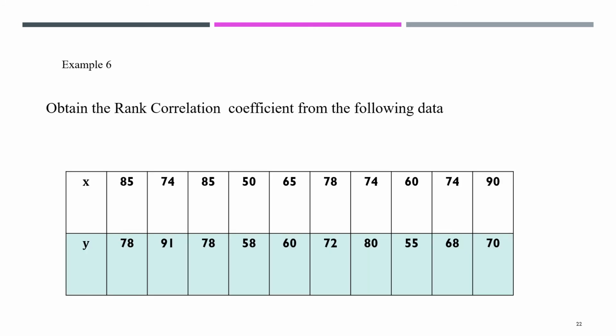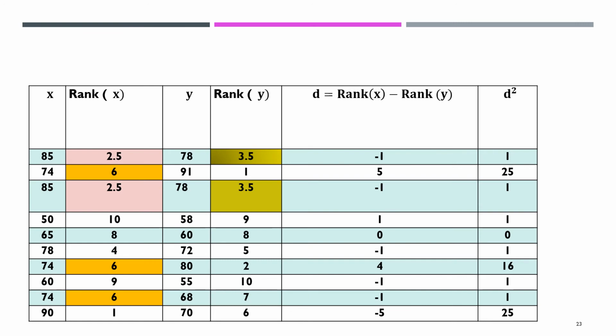Next example. Again, we have x values and y values. We have to obtain the rank correlation. When the rank term comes, you have to calculate the rank and then use the formulas for the rank correlation, that is Spearman's rank correlation. We are having two data, x and y. Again, we will form the columns and calculate the rank of x, rank of y, d and d square. So first x, then y, and then d, and then d square.